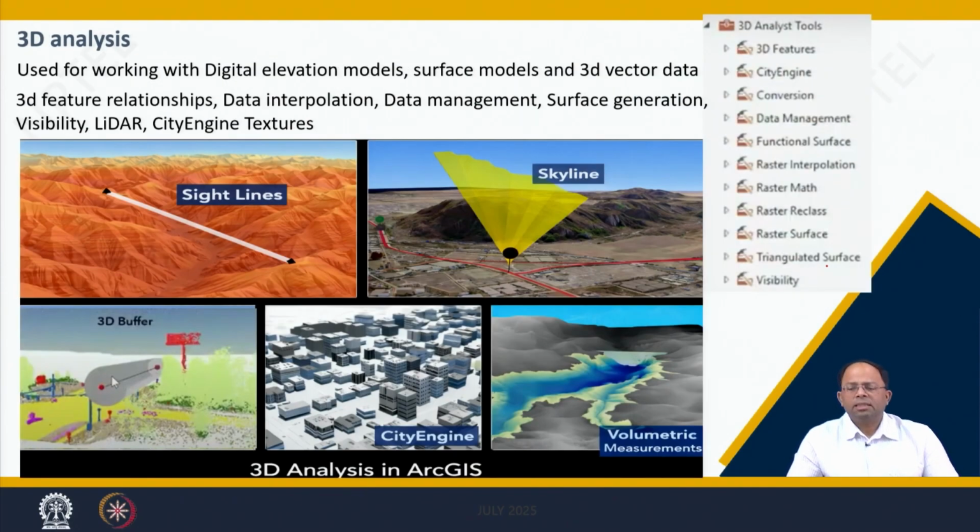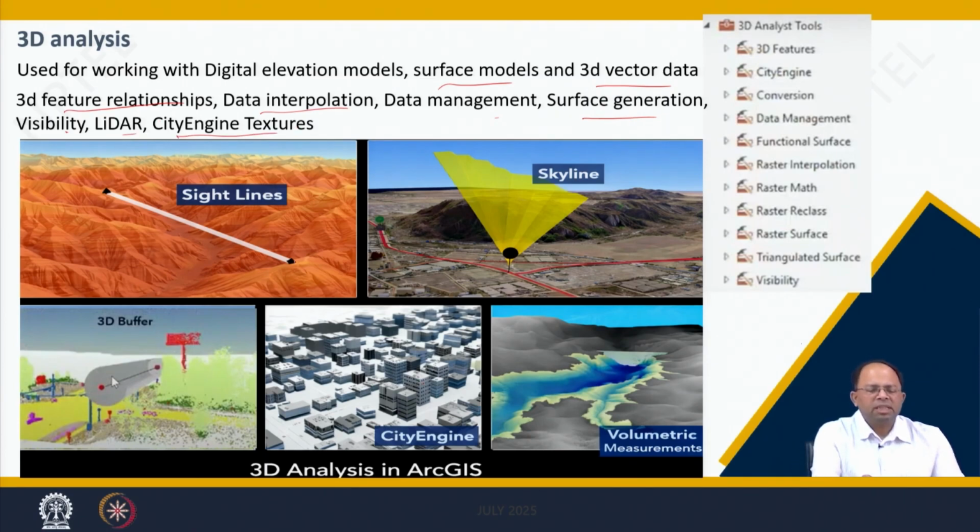We can also do 3D analysis. For that, we use the 3D Analyst tool. So this version of the software is a bit older. So now we have got other features also coming up. So gradually the company keeps on adding features and all. So it is used for 3D analysis. It is used for doing many things, for working with digital elevation models. We can generate surface models. We can use 3D vector data. We can develop 3D feature relationships, data interpolation, data management, surface generation, visibility. We can use lidar data. We can see the lidar data. Then you can use CityEngine, and we can give textures to different buildings and so on.